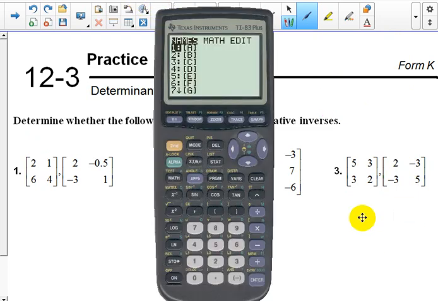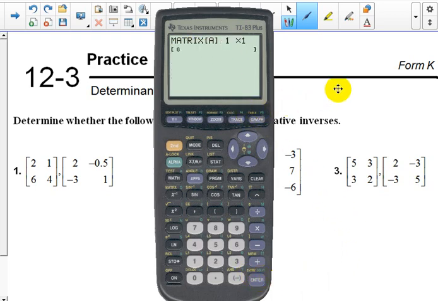So we want to go over to edit, because we want to put things inside the matrix. We have to edit them to put stuff in it. So go over to edit and make sure A is selected, number 1, and press enter.